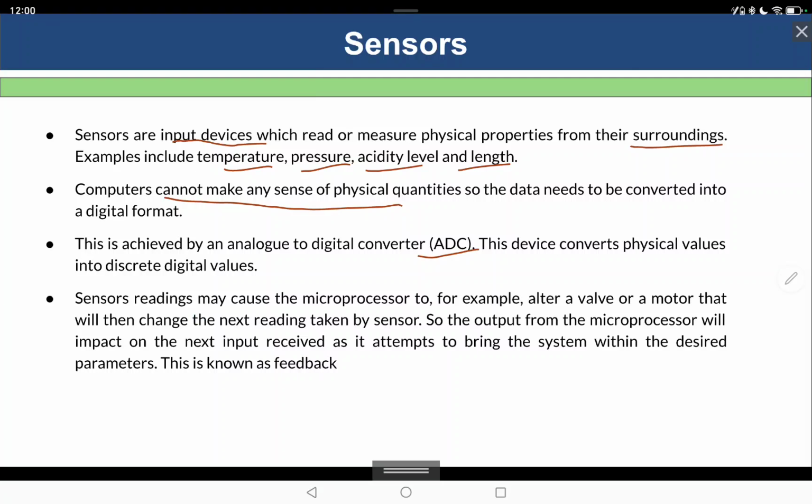So sensor readings may cause the microprocessor, for example, to alter a valve or a motor that will change the next reading taken by the sensor. So the output from the microprocessor will impact on the next input received as it attempts to bring the system within the desired parameters. So this loop is called feedback.